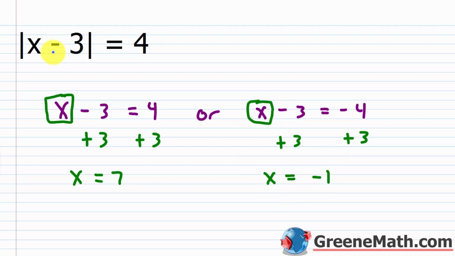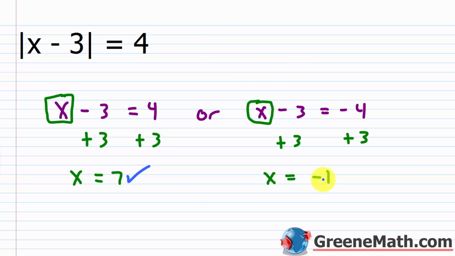So I'm going to plug in a 7 for x here. So I would have the absolute value of 7 minus 3 is equal to 4. So 7 minus 3 is 4. So I would have the absolute value of 4 equals 4. And of course, that's true. 4 does equal 4. So that's a big check. Okay, so that works. Now, let's check the other scenario.